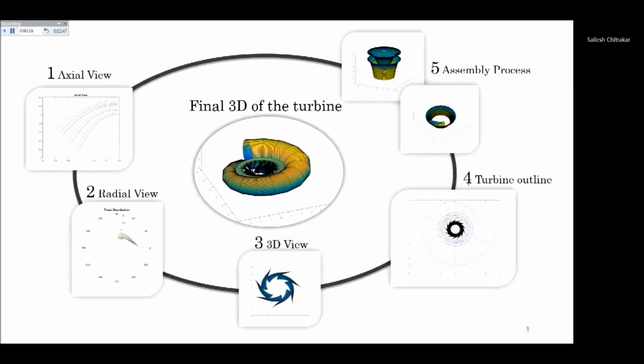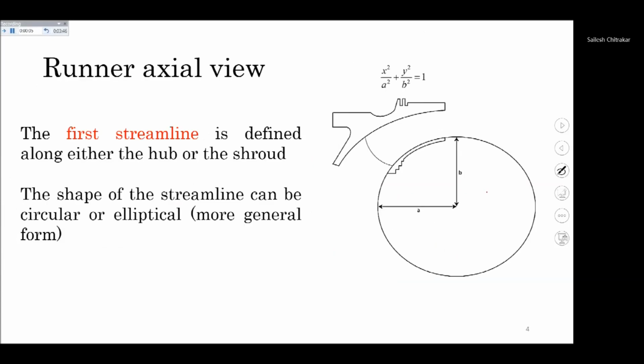This is the overall process. Today we will only see these first three steps. We will see the axial view, we will see the radial view, and we will see how the 3D view of the blades can be made. So the first thing is that we start with the runner axial view, and for that we have to get the first streamline.